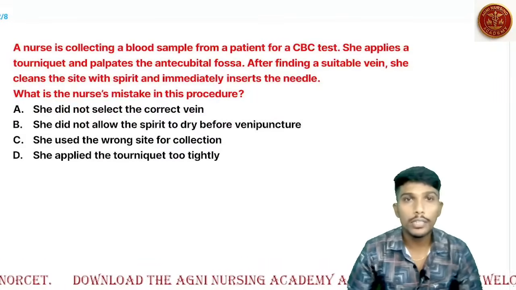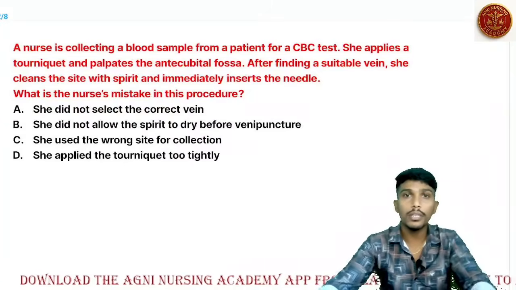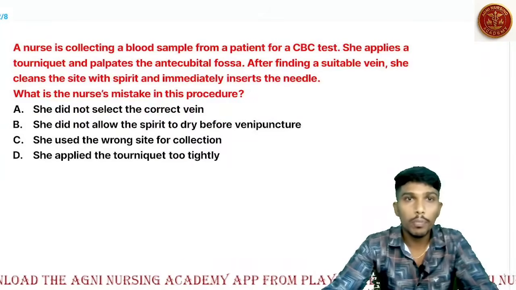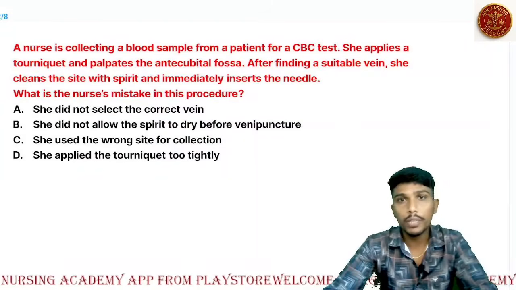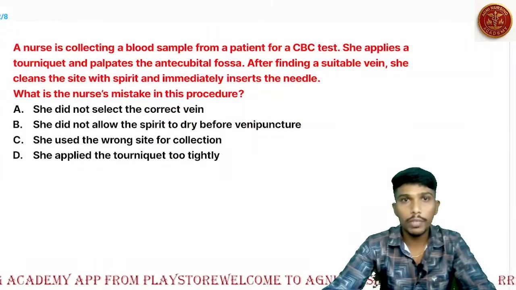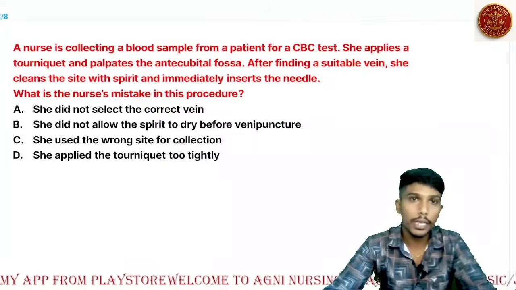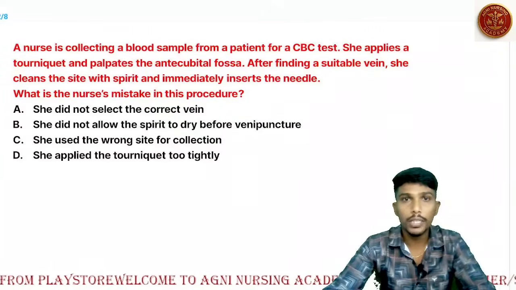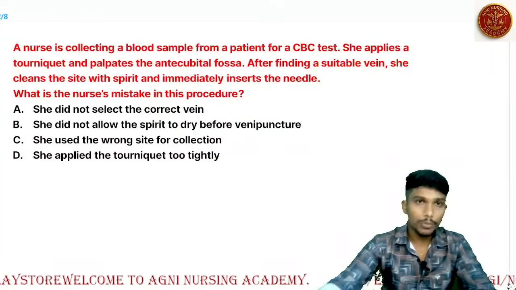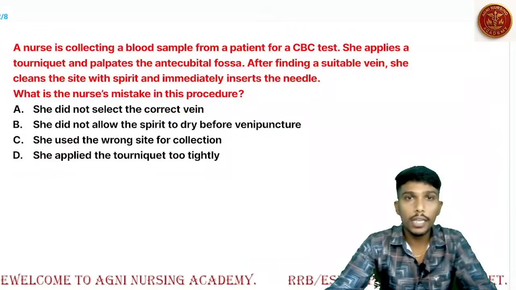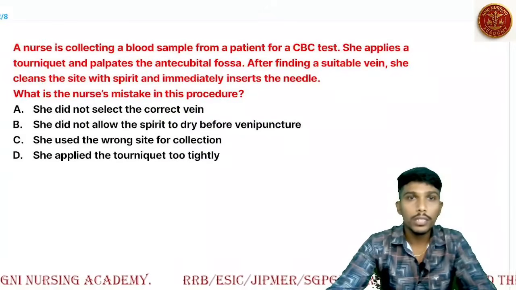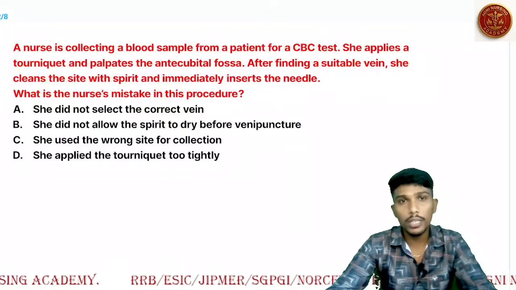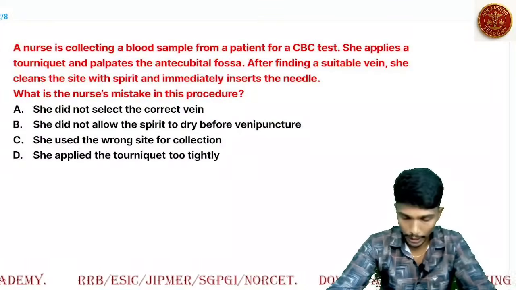A nurse is collecting a blood sample for a patient's CBC test. She applied the tourniquet and palpated the antecubital fossa. After finding a suitable vein, she cleaned the site with spirit and immediately inserted the needle. What is the nurse's mistake in this procedure? Option A, she did not select the correct vein. B, she did not allow spirit to dry before vein puncture. C, she used the wrong site for collection. D, she applied the tourniquet too tightly.